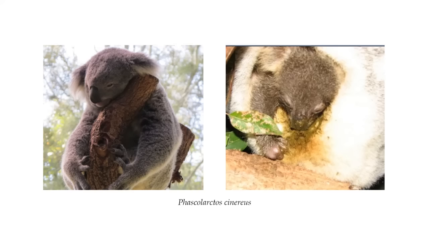And in addition to milk, female koalas even produce a unique form of fecal matter called pap, which the young feed on before they develop the complex guts they need to feed on plant matter directly.